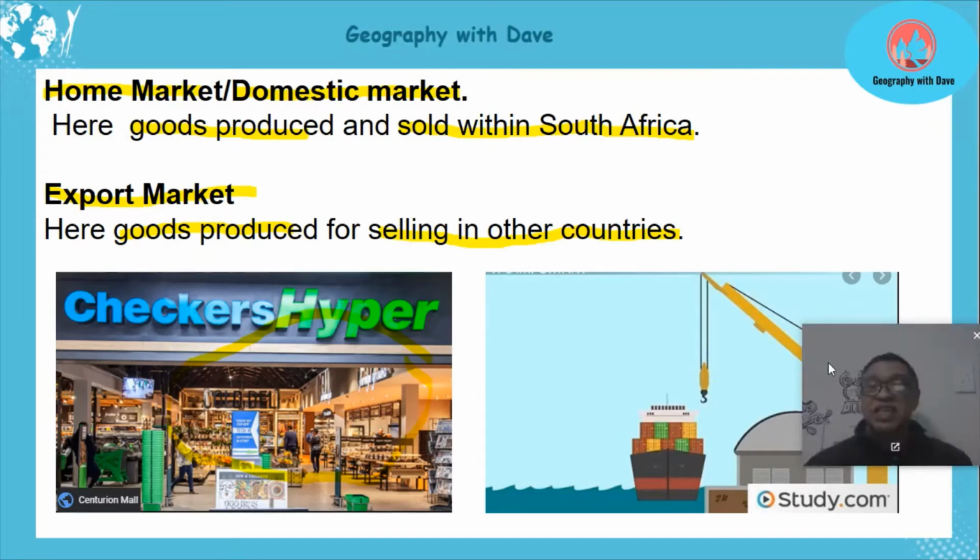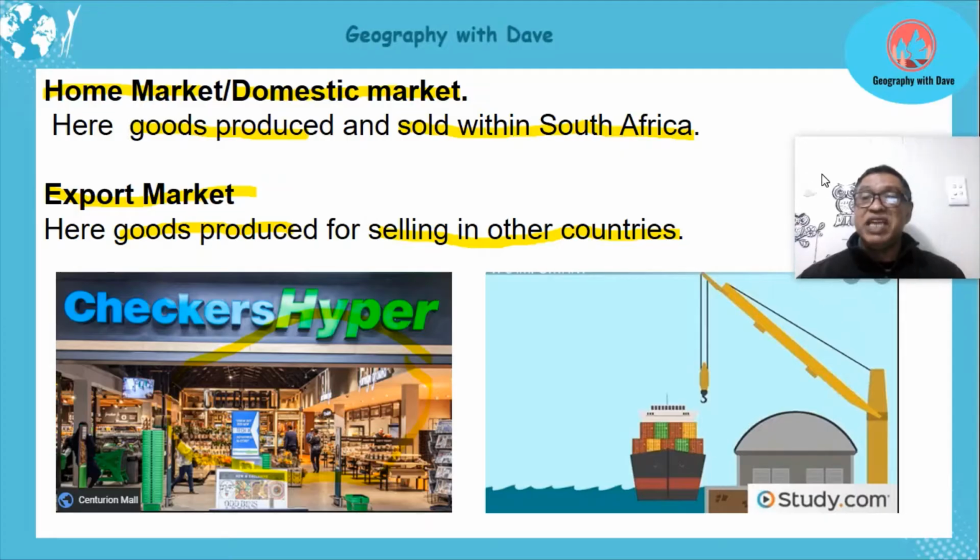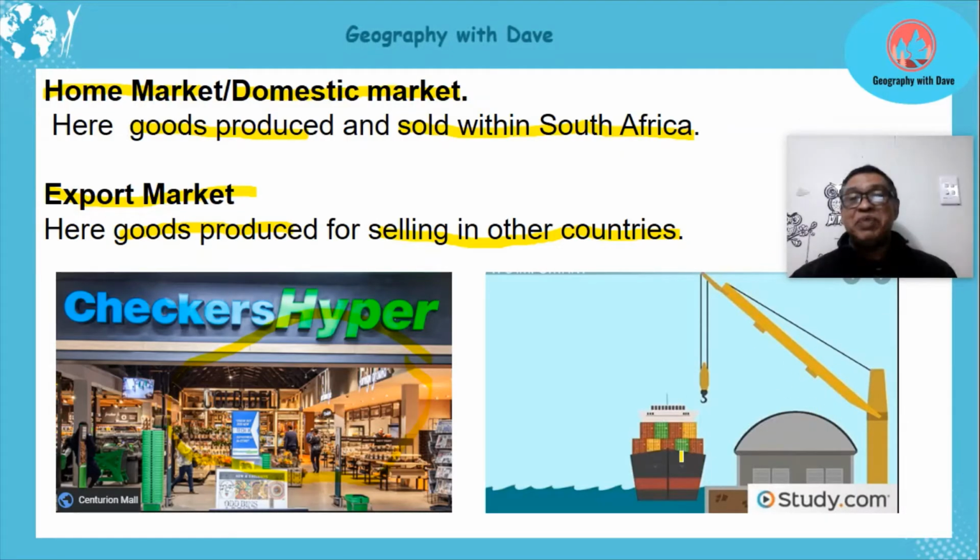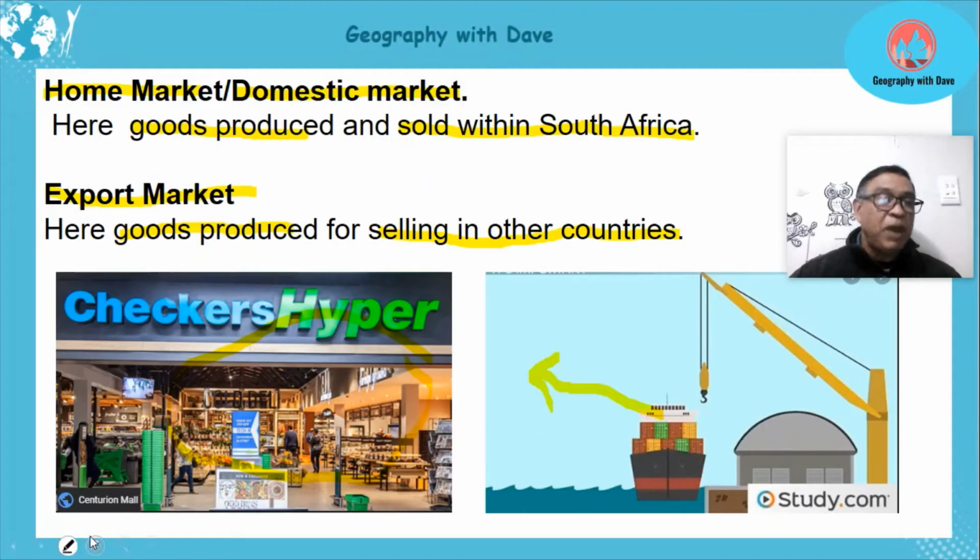Here, I'm going to take this sketch as if we have loaded the ship, and it's going out of the harbor to another country. So that's exporting. We produce the goods and we send them away. It's nice to have a visual of it. So we've got an understanding of that because we're going to apply it in our explanations.